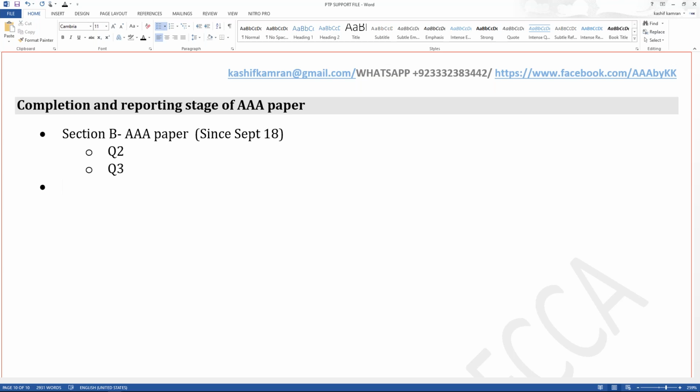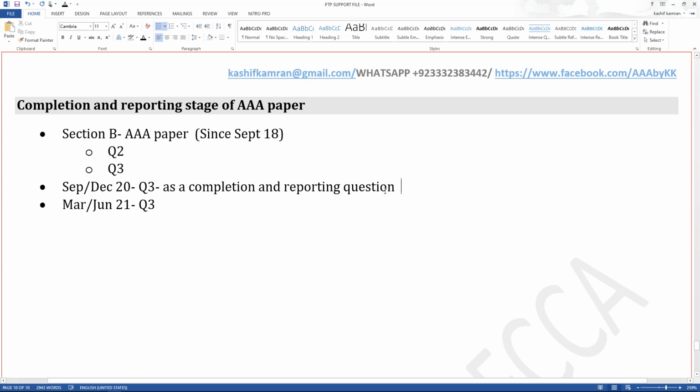Now, in the last 2 exam sittings, which are September, December 20 and March, June 21, the last 2 exam sittings published on the ACCA website, the examiner has made question number 3 a completion and reporting question, which is very logical, right? Question number 1 is a planning question. So the examiner is going in a very logical order now. Question number 1 is a planning question, and the last question of the paper, question number 3, is a completion and reporting question.